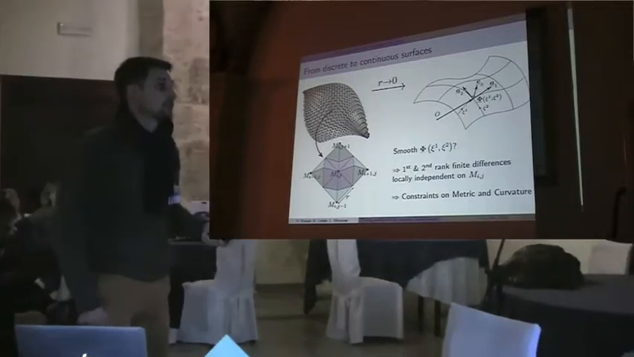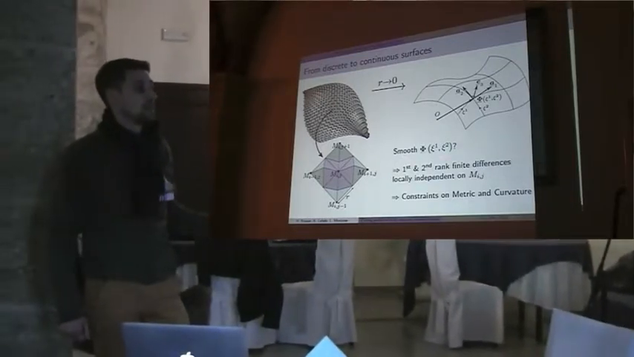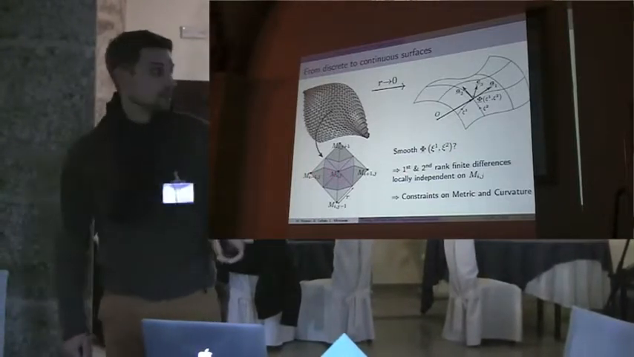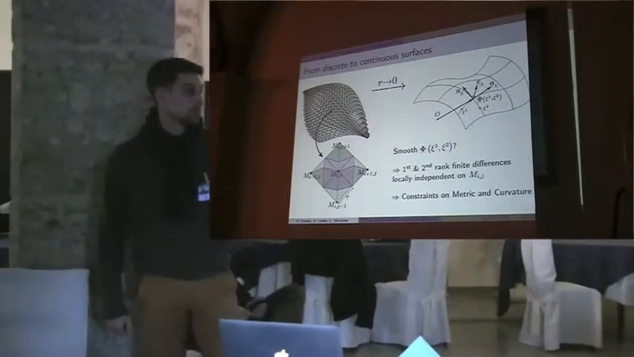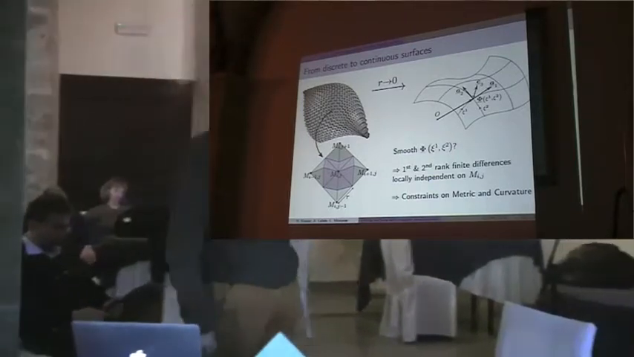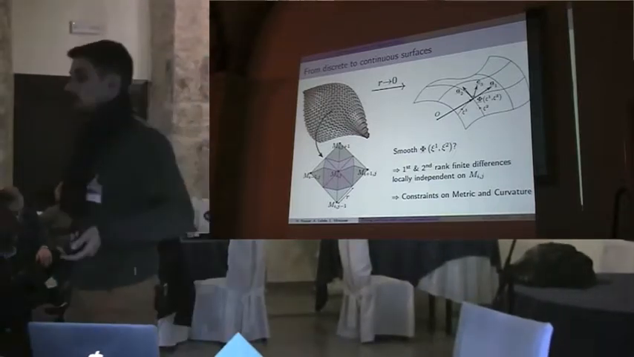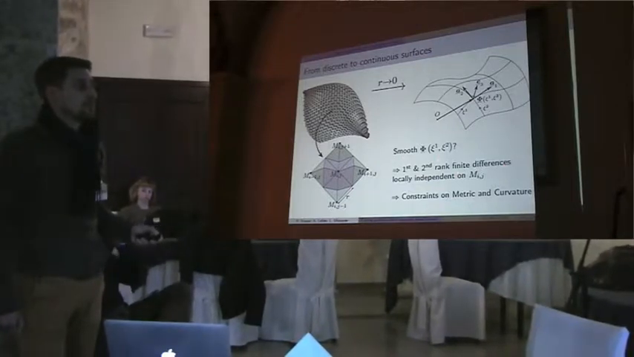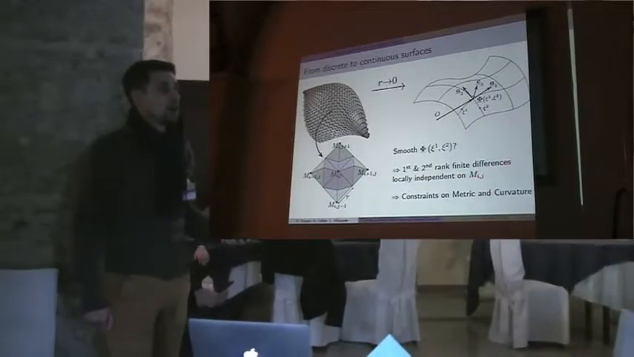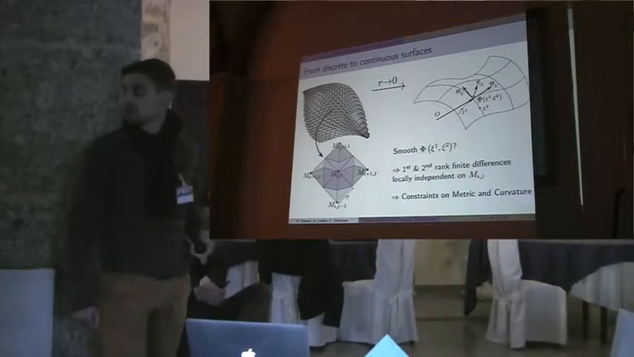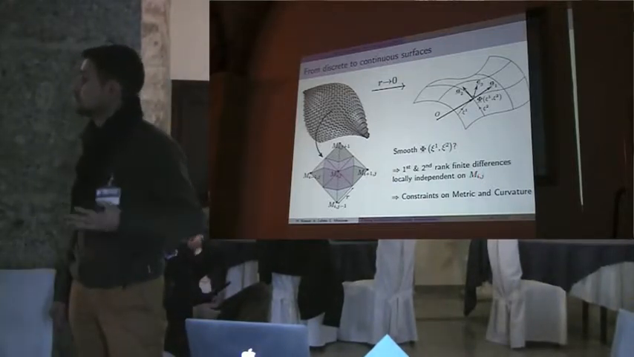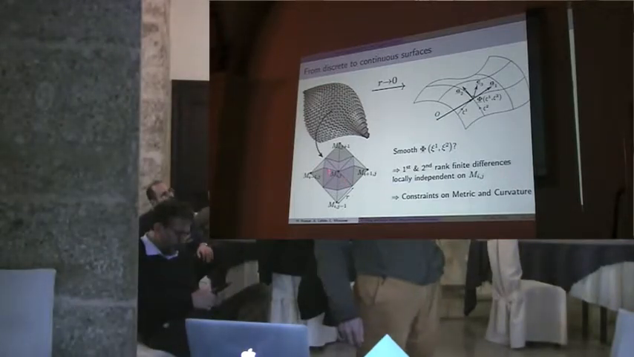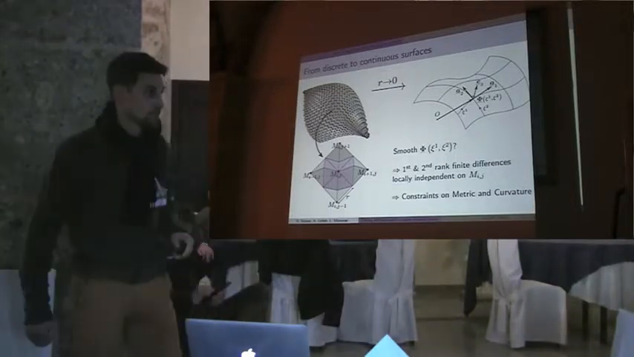So how can I get that? I can compute the finite differences between reference vertices. And the first rank finite difference will define the first fundamental form, and the second rank finite difference will define the curvature or second form tensor. One key point is that if it is meant to be smooth, those finite differences have to be independent of the point I am considering, since it is meant to be homogeneous and continuous. Okay? So locally it has to be independent of the position of the unit cell I am considering.